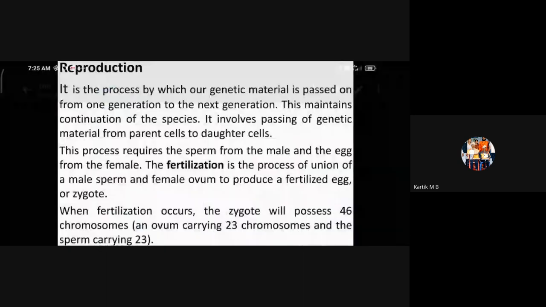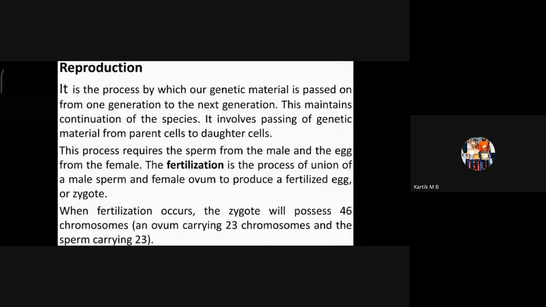Okay. So, what is reproduction? Reproduction is a process by which our genetic material is passed on from one generation to the next generation. So, reproduction is a process through which we can continue our generation. Otherwise, if the process of reproduction did not exist, then continuation of generation would not happen. So this maintains continuation of the species. It involves passing of genetic material from parent cells to daughter cells.